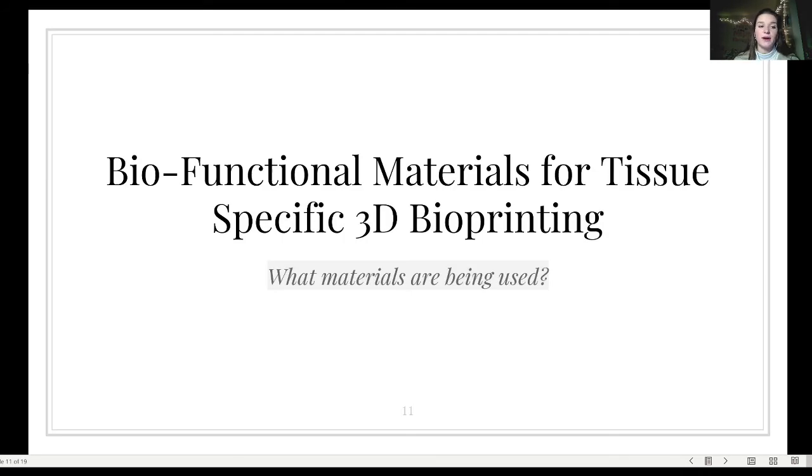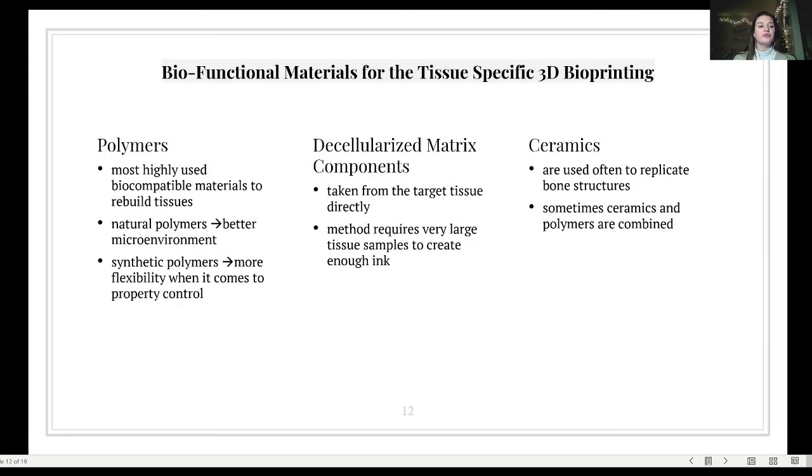The next section is called Biofunctional Materials for Tissue-Specific 3D Bioprinting and answers the question, what materials are being used? For 3D bioprinting to be successful, there is a need for materials that do not induce any toxic responses within patients and that are synthetic or natural integrals. Some materials include natural and synthetic polymers. Natural and synthetic polymers are some of the most highly used biocompatible materials to rebuild tissues. Both types of polymers have their benefits, with natural polymers providing a better microenvironment and synthetic polymers having more flexibility when it comes to property control.